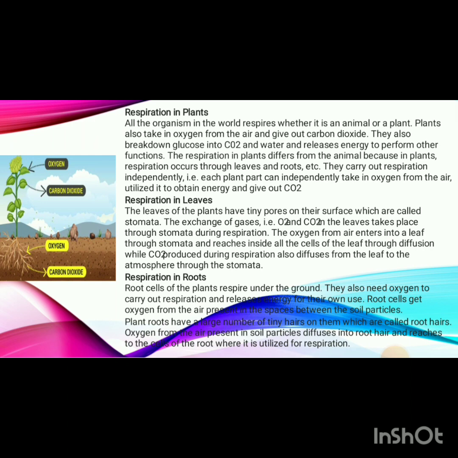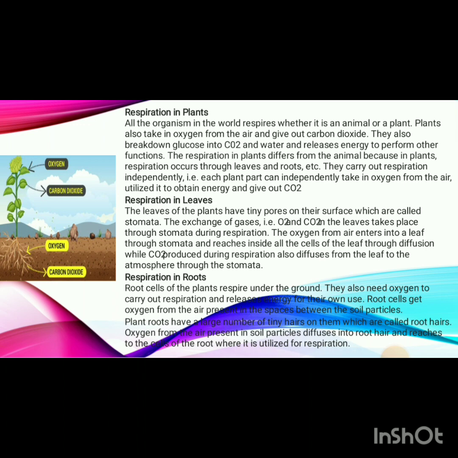Now, respiration in leaves. The leaves of the plants have tiny pores, okay, on their surface, which are called stomata. है ना? We all know. The exchange of gases, which is O2 and CO2, in the leaves takes place through stomata. During respiration, the oxygen from air enters into a leaf through stomata and reaches inside all the cells of the leaf through diffusion, while CO2 produced during respiration also diffuses from the leaf to the atmosphere through stomata.